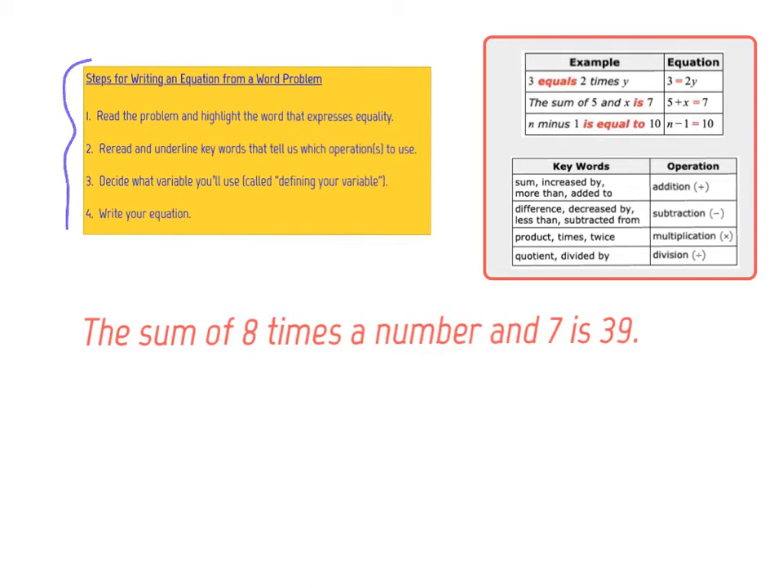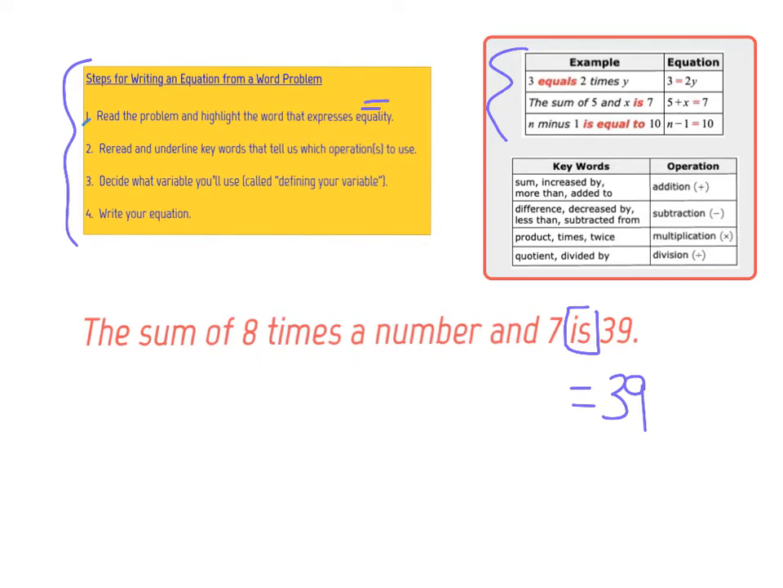But what I did do is I put some steps up here to kind of guide you at the beginning. So it tells us first read the problem and highlight the word that expresses equality, right? And so we're going to be looking for a word that tells us that these are equal. So the sum of 8 times a number and 7 is 39. Okay, that tells me where my equal sign is going to be, and I'm going to drop down that 39 right away because that just makes things a little easier for me right now.